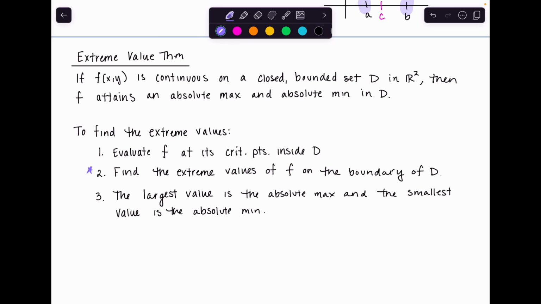And as a little note, this step, or step 2, will require parametrizing the boundary. Okay.